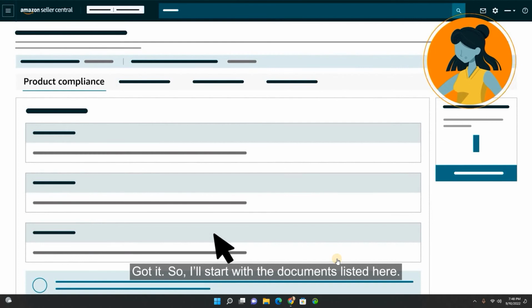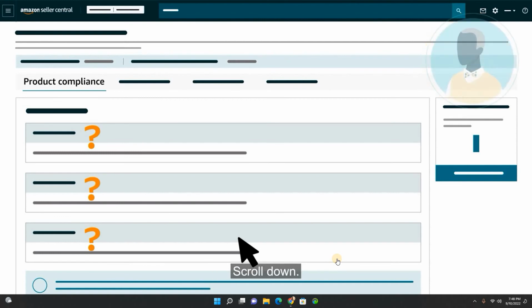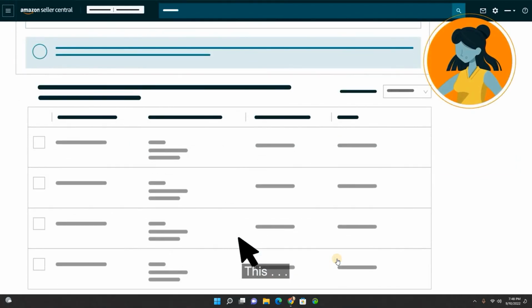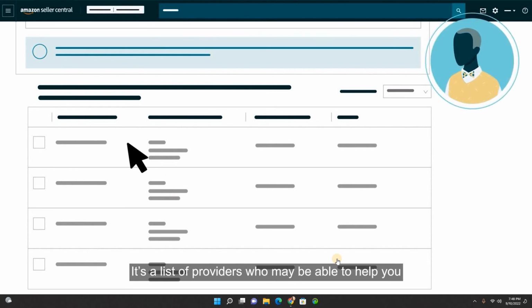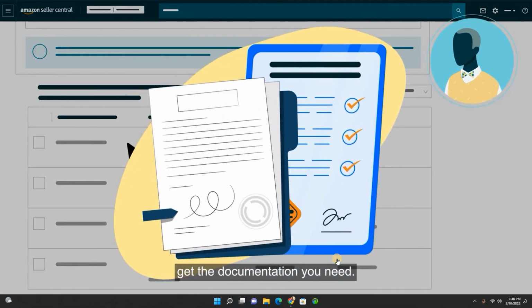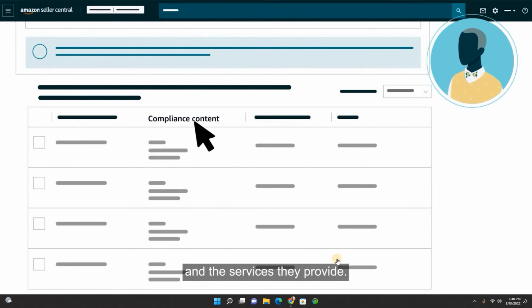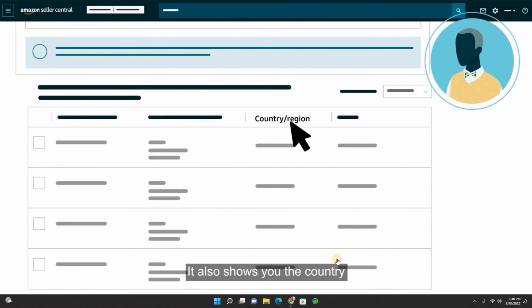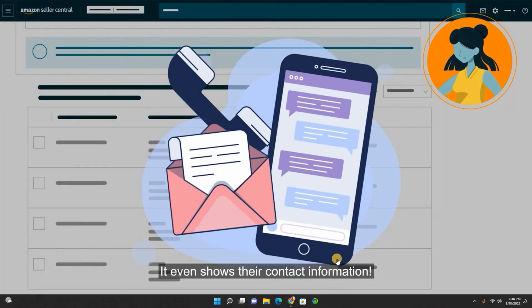Got it. So I'll start with the documents listed here. But I don't know how to get all these certifications. Who can help me? Scroll down. Wait, what is this? It's a list of providers who may be able to help you get the documentation you need. Each provider's entry includes their name and the services they provide. It also shows you the country and city where you can find them. It even shows their contact information.